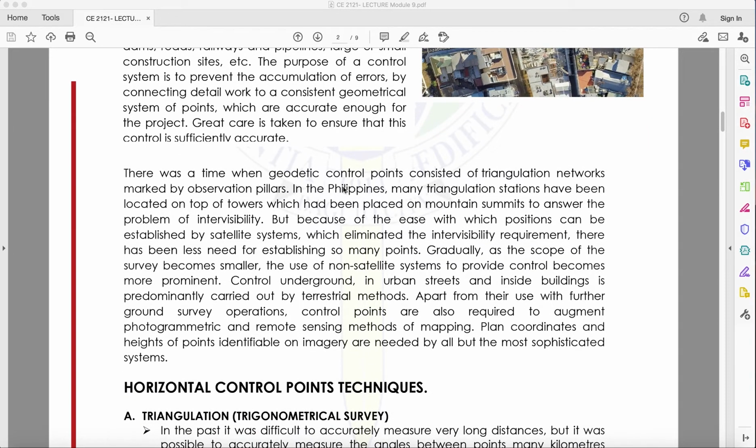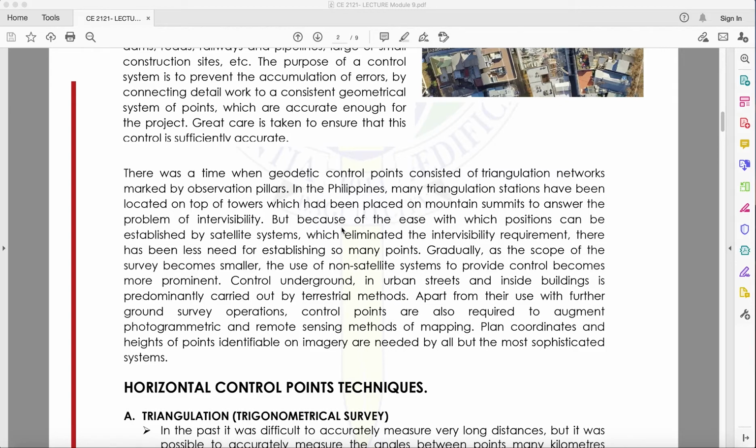Okay, so there was a time when geodetic control points consisted of triangulation networks marked by observation pillars. In the Philippines, many triangulation stations have been located on top of towers, which had been placed on mountain summits to answer the problem of intervisibility. So if you observe in the provinces, in the less populated places, there are towers. Especially in the provinces, in the mountainous areas, we have towers there. So that is one of the places where they are put specifically in the Philippines, to answer the intervisibility problem.